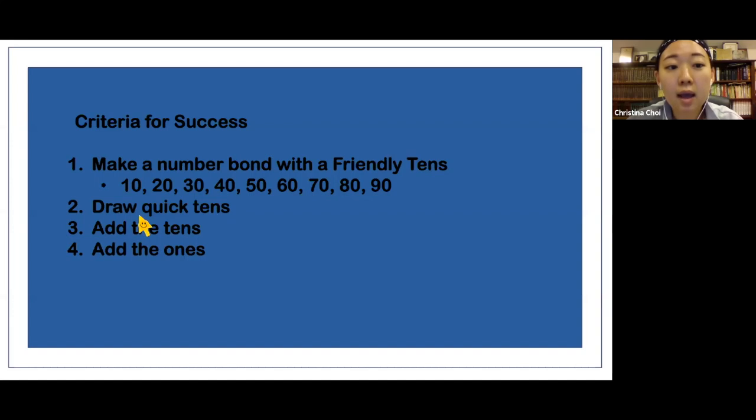Okay, the second thing that we need to do for our success is to draw our quick tens. And hopefully you remember how to do that because I went over that last time. This time we're going to do it again. Then we're going to add the tens and then the ones. That's place value, okay? So there are three examples that we're going to do, and then one you're going to do on your own. But while I'm doing it, I want you to practice on your paper too, okay? Let's do the first one.